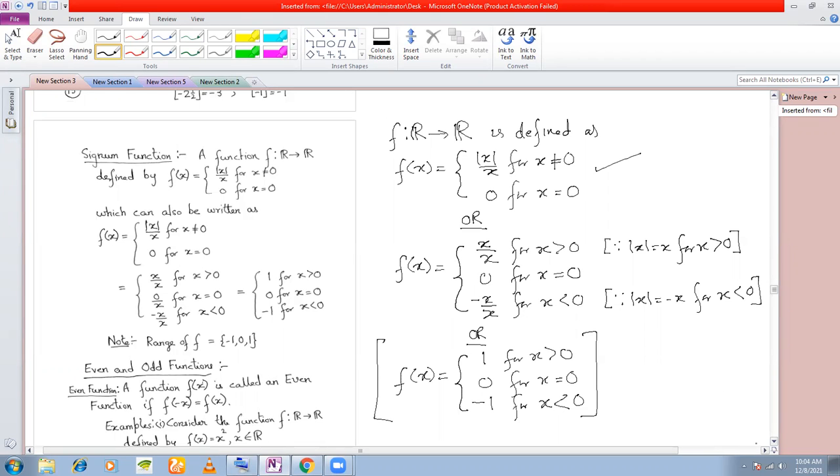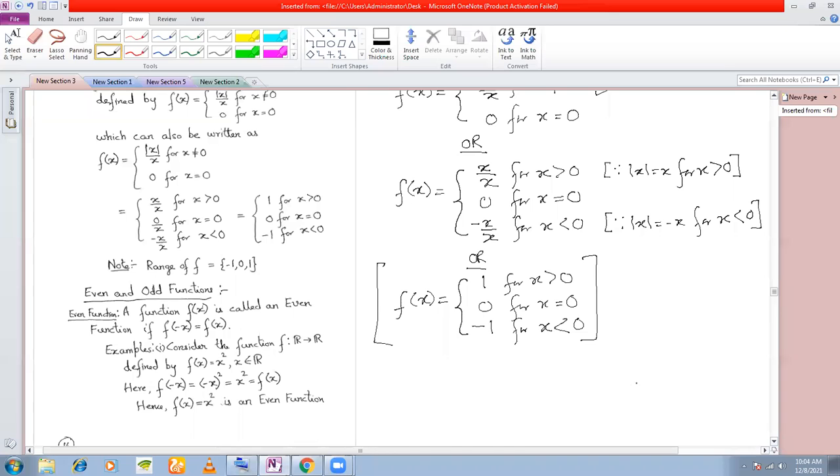Okay. What you must note here is that f(x) can take only three values, 1, 0, and minus 1. So therefore, what should be the range of f? The range of f can only be three elements in the set. Because whatever value of x you take here, and whatever value of x you take here, all are mapped to only three elements, right? So therefore, the range of f is the set of three elements only.